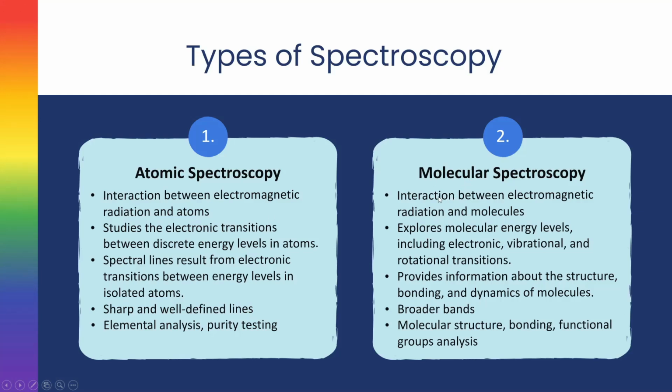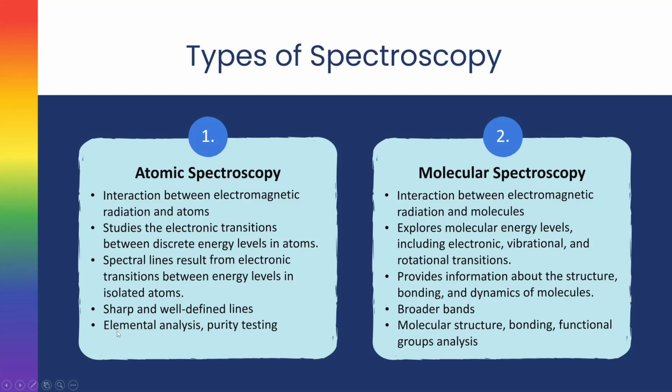Molecular spectroscopy is the interaction between electromagnetic radiation and molecules. Atomic spectroscopy studies the electronic transition between discrete energy levels in atoms. Molecular spectroscopy explores molecular energy levels including electronic, vibrational and rotational transitions. The spectral lines result from electronic transitions between energy levels in isolated atoms. It provides information about structure, bonding and dynamics of molecules. The atomic spectra show sharp and well-defined lines. The molecular spectra give broader bands.